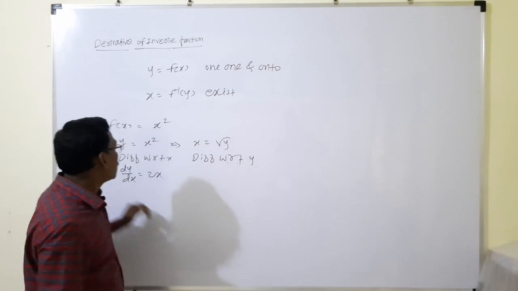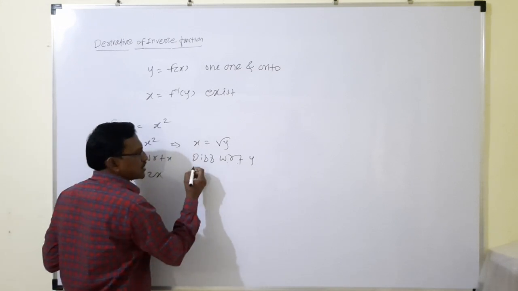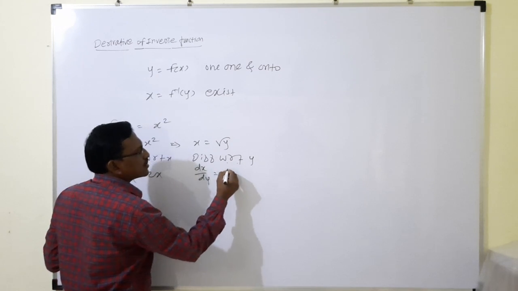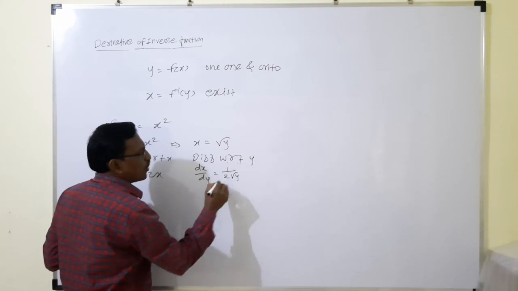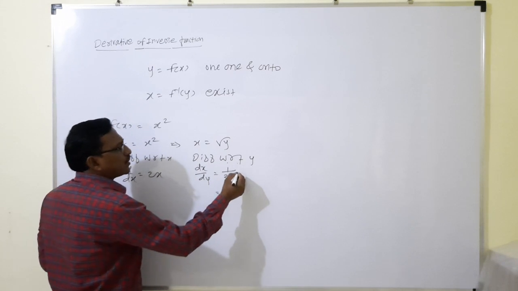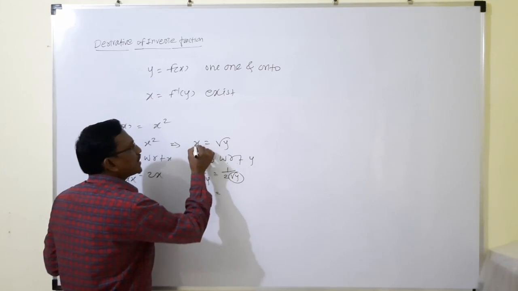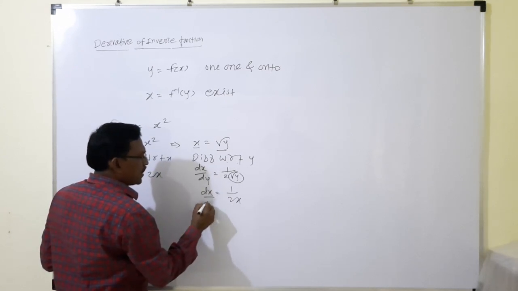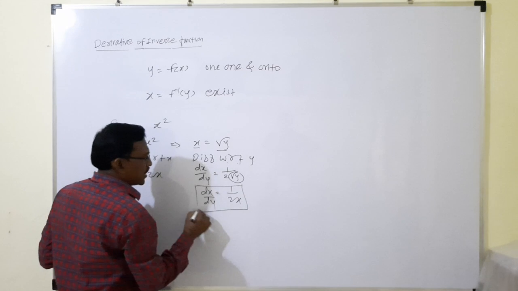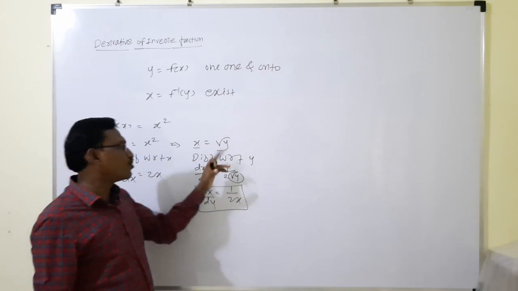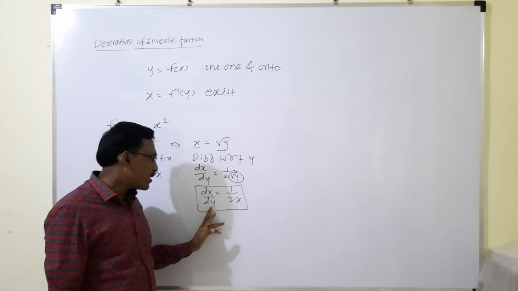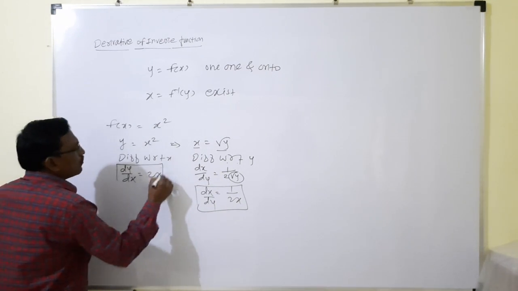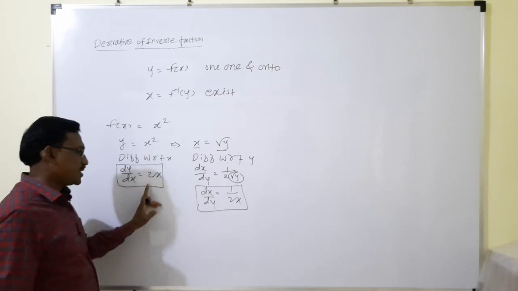It is the inverse function. Its derivative of x is dx by dy, and the derivative of root y is 1 by 2 root y. But here this root y is x, so it is 1 by 2x, so dx by dy. And so this is the derivative of the inverse function x equal to root y. Its derivative is dx by dy equal to 1 by 2x, and the derivative of the function y equal to x square is 2x here.